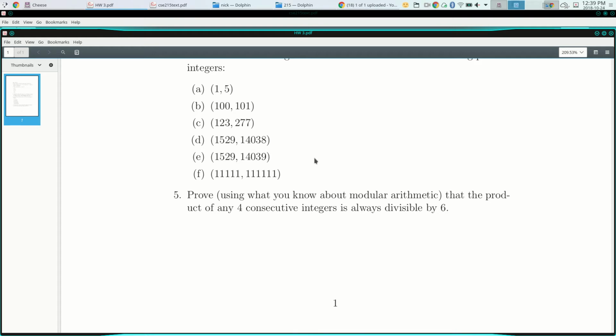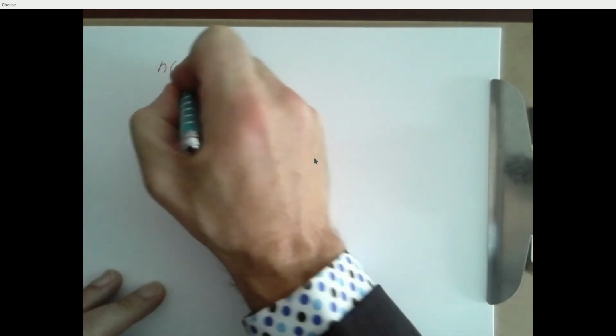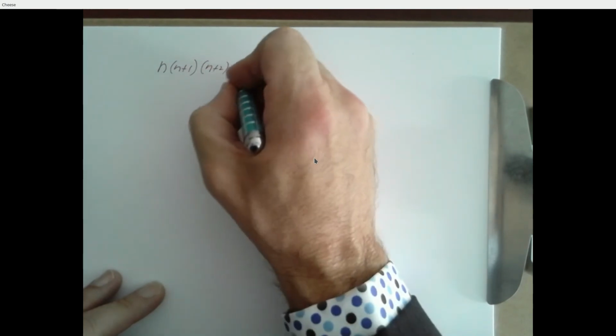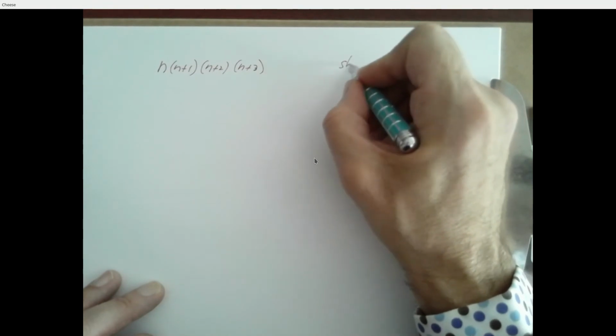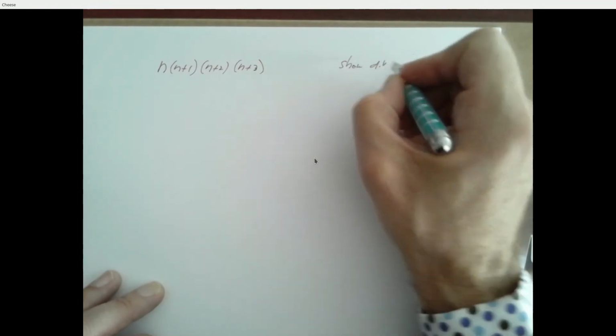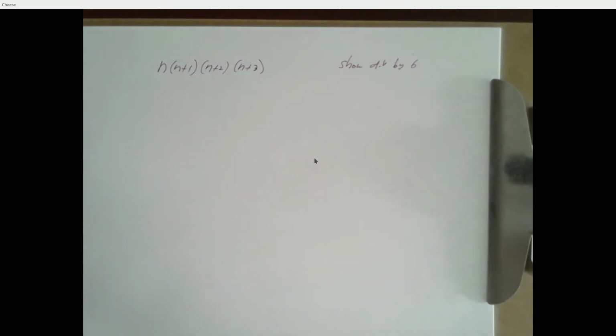If it's 4 consecutive integers, you just take a number n, so you need essentially n times n plus 1 times n plus 2 times n plus 3. And then to prove that number is divisible by 6, it would have to be divisible by 2 and also divisible by 3. If n is odd, then n plus 1 is even. And if n is even, then n plus 1 is odd.